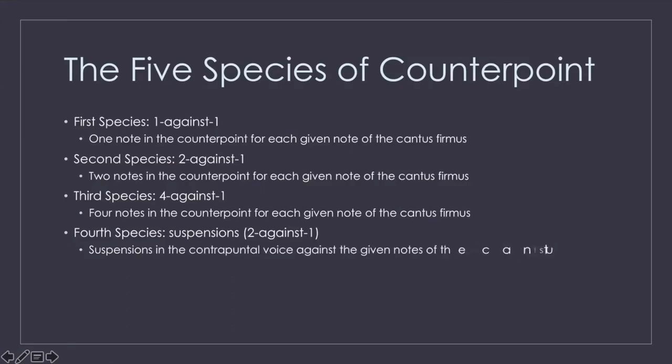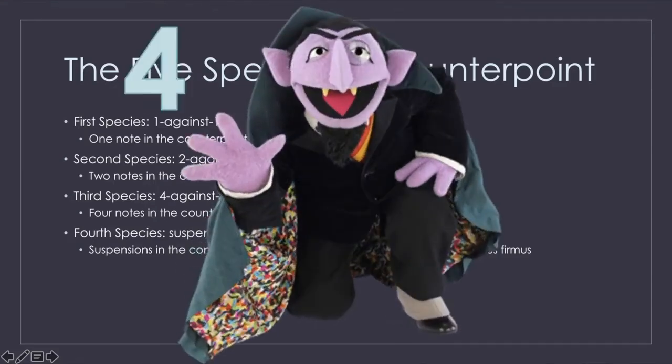And now today we're going to be talking about fourth species, which involves suspensions. It goes back to the 2 against 1 framework. We have suspensions in the contrapuntal voice that are against the given notes in the cantus firmus. It sort of looks like second species, but with a bunch of ties, and those ties are tying over suspensions. Then today we're not getting to fifth species, but I will just tell you what it is. Thank you. That was our picture of the Count doing fourth species.